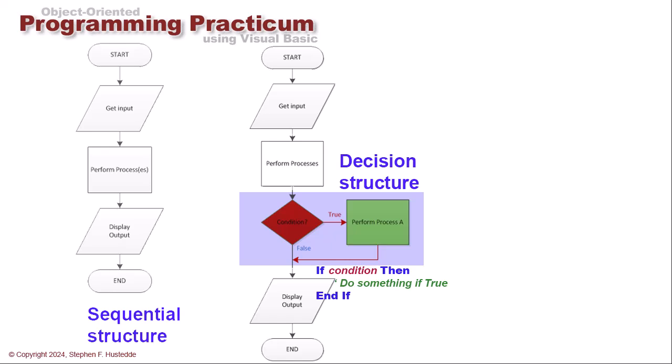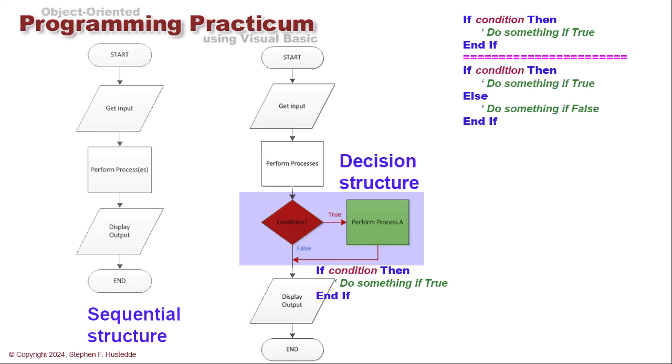And we saw that there are multiple types of decision structures or conditional structures in Visual Basic. The simplest is the if-then structure, in which we're going to do something if a condition is true. The second one we looked at was the if-then-else, in which we do one thing if the condition is true, but something else if it's false.